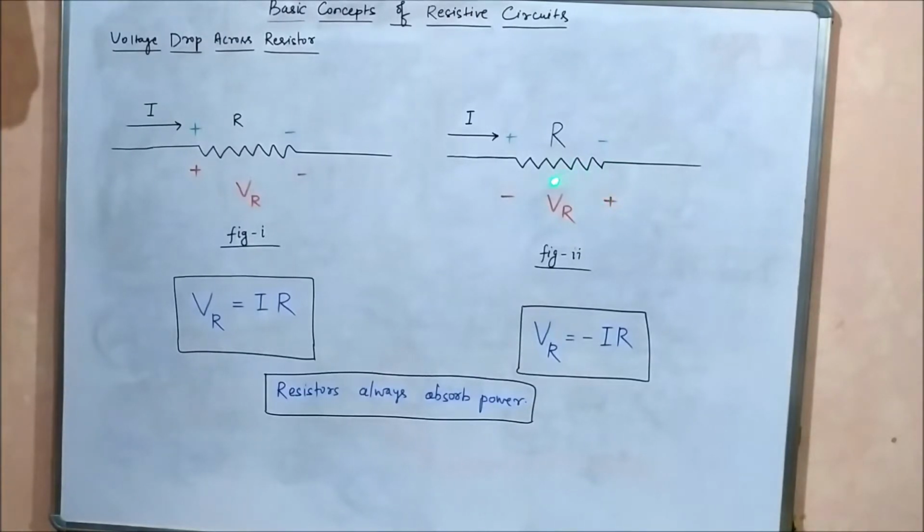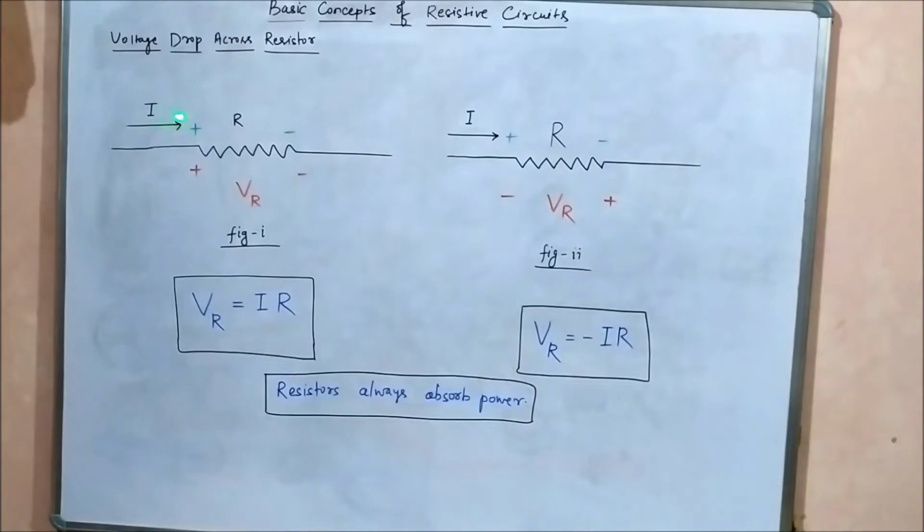So in this case, this voltage drop will be given by this expression. VR is equal to minus IR. Here it is plus IR, here it is minus IR. The only difference between these two figures is that here the voltage drop is measured in the same direction as that of the positive and negative sign which is placed on the resistor. Here we are measuring in the opposite direction. These two things are constant.